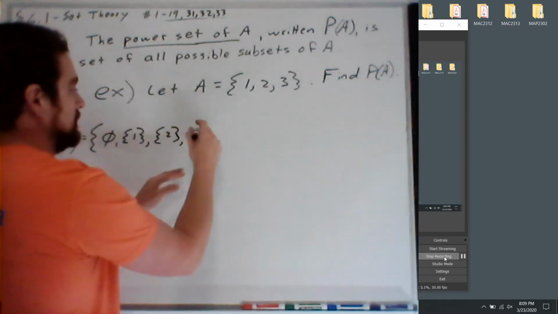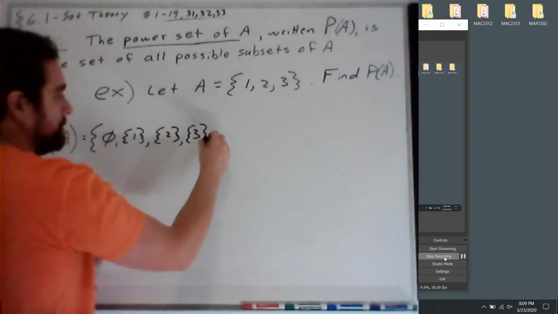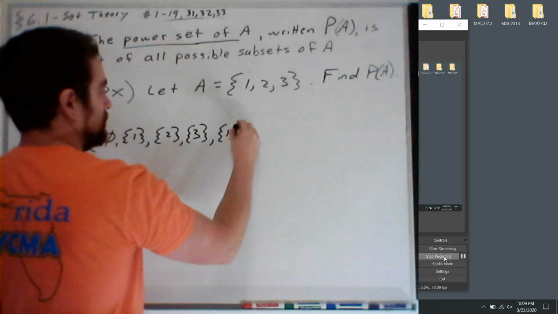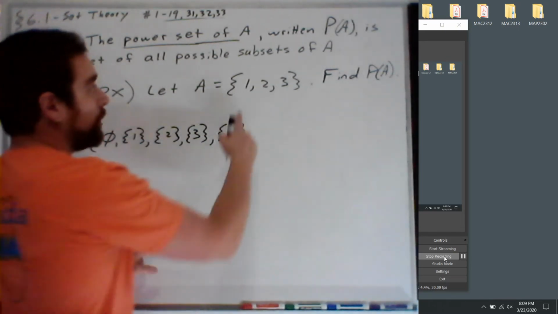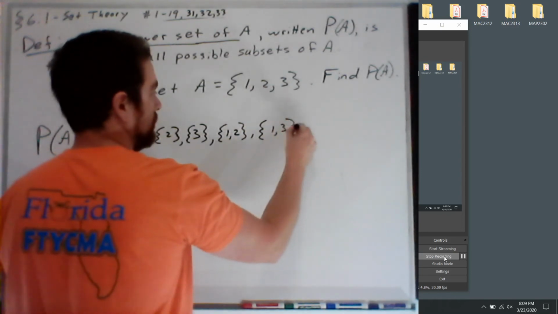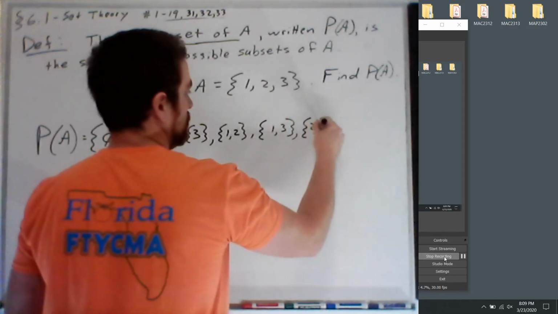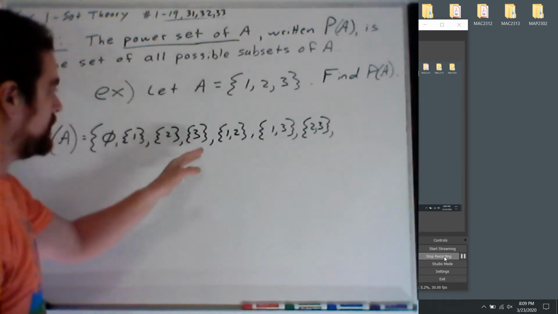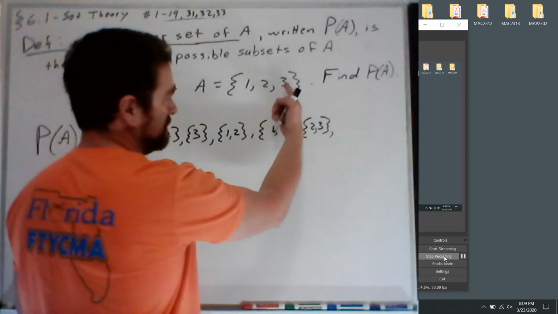I could take just the element 2. I could take just the element 3. I could take the elements 1 and 2 and put those in a subset that has 2 elements. Or I can take 1 and 3. Or I could take 2 and 3. So now I've constructed all the different ways I can take just 1 element, all the different ways I can take 2 of the elements. I'd be repeating myself if I said 3 and 2.